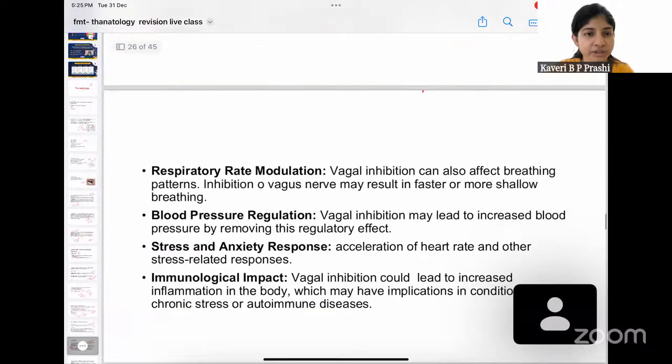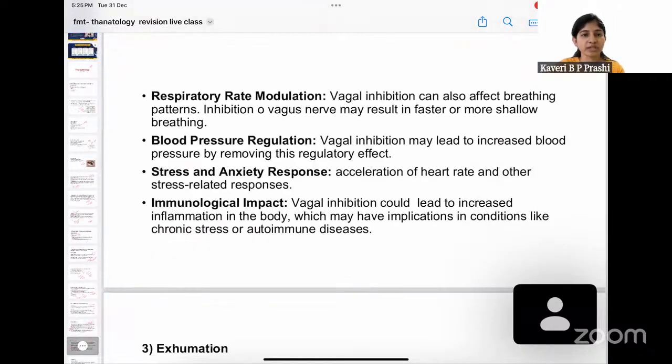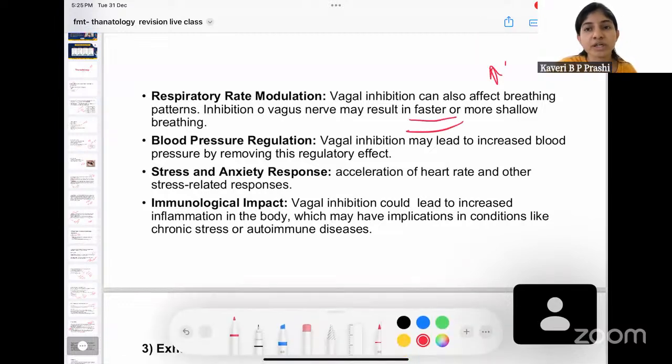What are other functions? Respiratory rate modulation. That is, the vagal inhibition can also affect breathing patterns. Inhibition of the vagus nerve can result in faster or more shallow breathing. So as I told you, inhibition is going to increase heart rate and increase the respiratory rate. Normally, it is going to control the breathing and keep the breathing in the normal pattern.